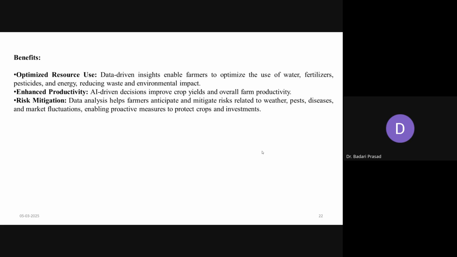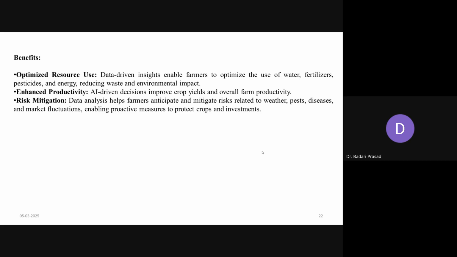Not only that, the right decisions taken with the help of these machine learning systems can definitely help to improve the yield. Risk mitigation. Data analysis helps farmers to anticipate and mitigate risks related to weather, pests, disease, and market fluctuations, enabling proactive measures to protect crops and investments.